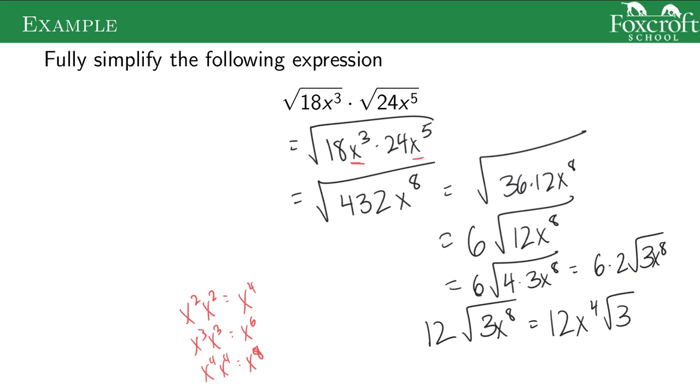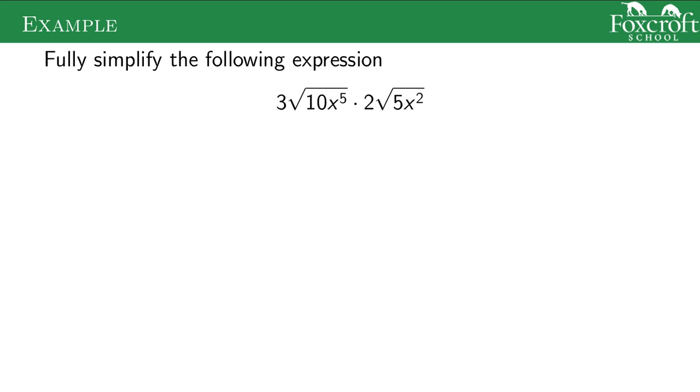Basically, the number part of these problems is no different than simplifying square roots. I just take 432 and turn it into 12 square root of 3. And the variable part is kind of the newest thing: you just see what power of x you multiply by itself to get the thing on the inside. All right, so here's another one.